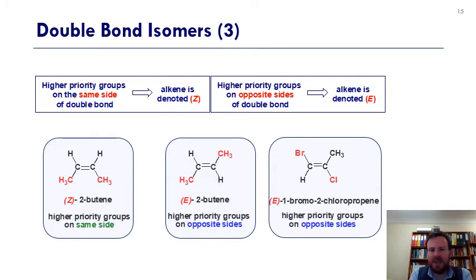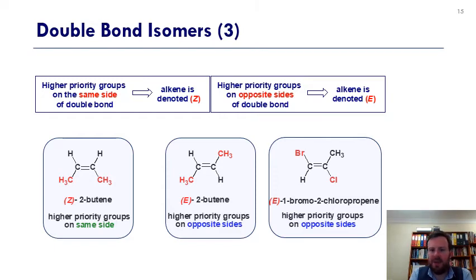Z2-butene. In the next example along, they're now on opposite sides of that double bond. So we're looking at E2-butene. Remember, of course, that that could have been cis-2-butene and trans-2-butene respectively, because Z and cis, E and trans are talking about the same thing.